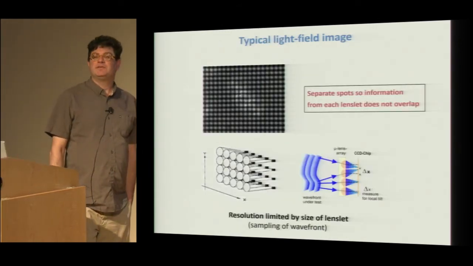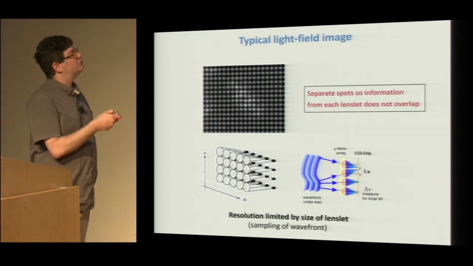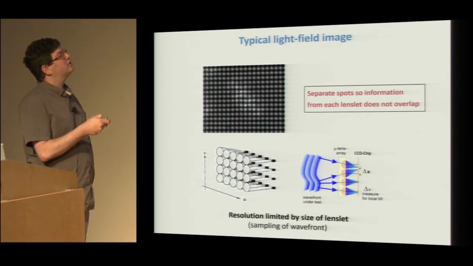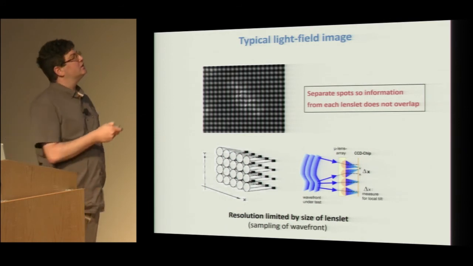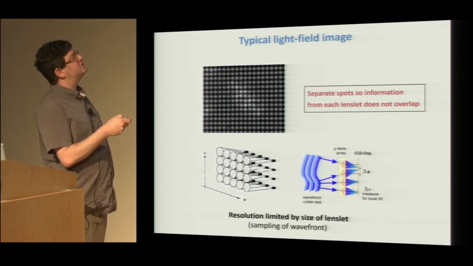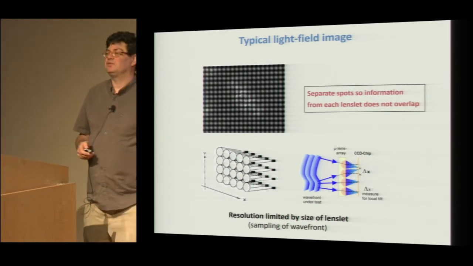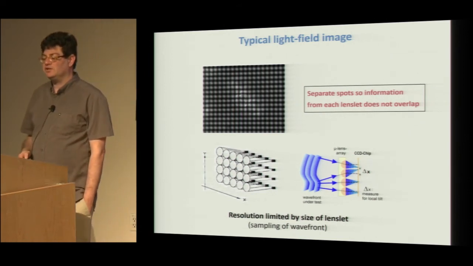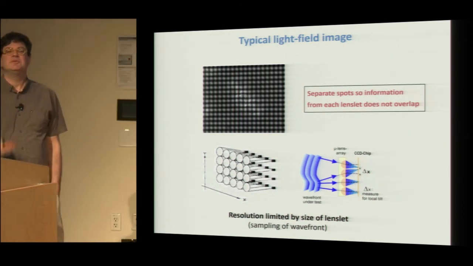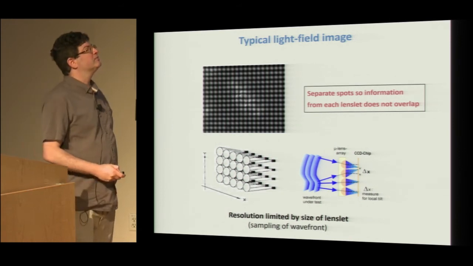So here's a typical light field image. We're familiar with just an array of lenses over here. And what you're doing is you're sampling the wavefront with each of these lenses, then doing basically a local Fourier transform to get the angular spread. And you'd like the measurements here to be separated so those angular spreads don't overlap, right? You can discriminate the information. Okay? And this limits the resolution of your light field camera.